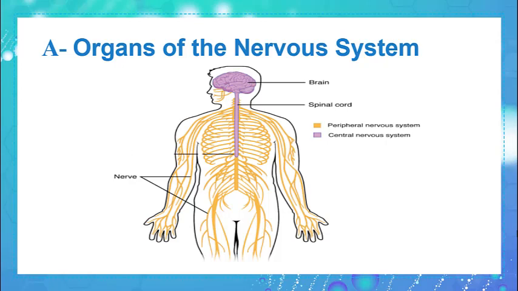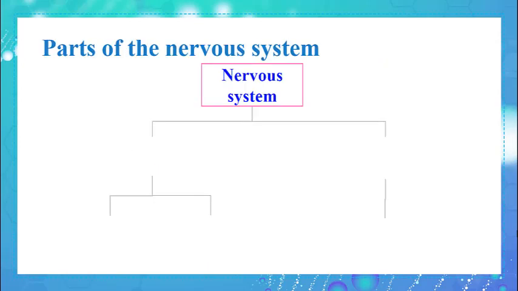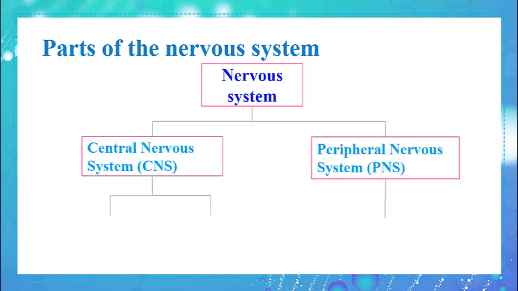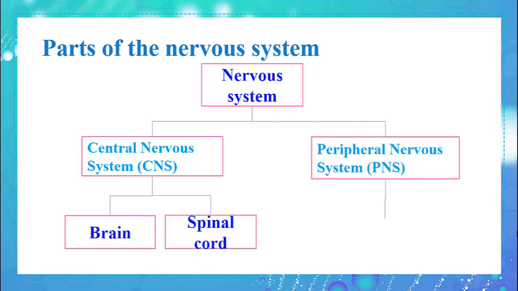The nervous system can be divided into two parts. The central nervous system, shown in purple in this figure, includes the organs, brain, and spinal cord. The peripheral nervous system, shown in dark yellow in this figure, includes the nerves. So let's sum up. The nervous system can be divided into two parts: the central nervous system and the peripheral nervous system. The central nervous system consists of the brain and the spinal cord. The peripheral nervous system consists of nerves.